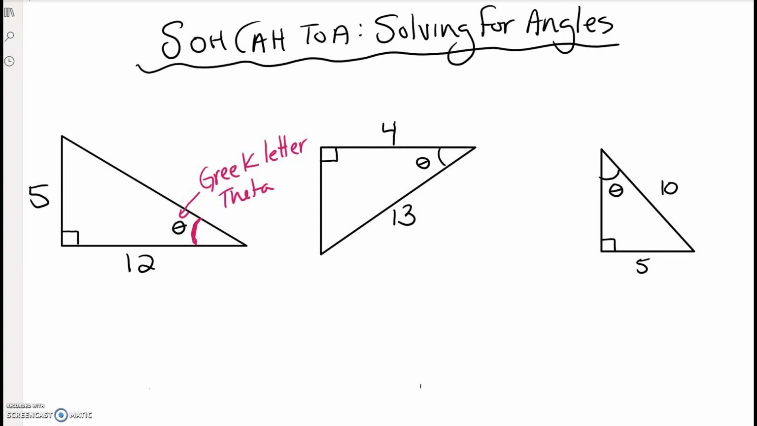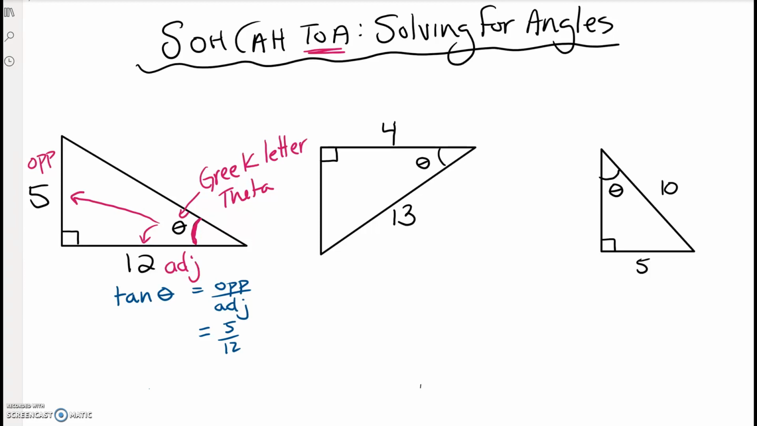So first triangle here, that side length of 5 is opposite our angle. The 12 is adjacent to our angle. We then look up at our SOHCAHTOA, and we say the TOA is the one that uses the opposite and the adjacent side. So we're going to write a little equation using that. So the tan of some angle theta is equal to the opposite side over the adjacent. We're going to fill in our side lengths. So the opposite is 5, the adjacent is 12.